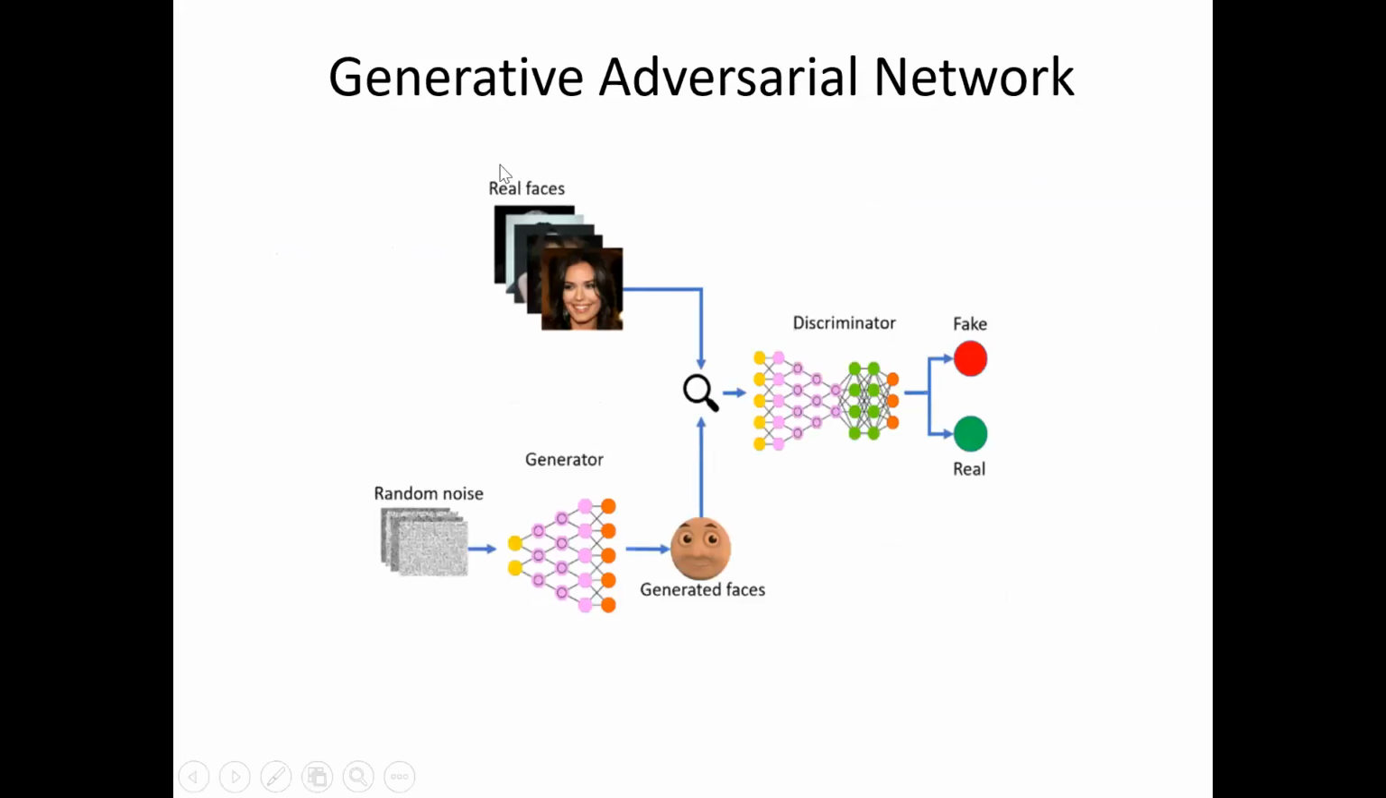So if you see, these are real faces. Now, this generator is basically generating images. Now, the task of the discriminator is to compare the original images with the generated images, and it needs to identify whether it is a generated image or a real image. So it's fake data or real data.